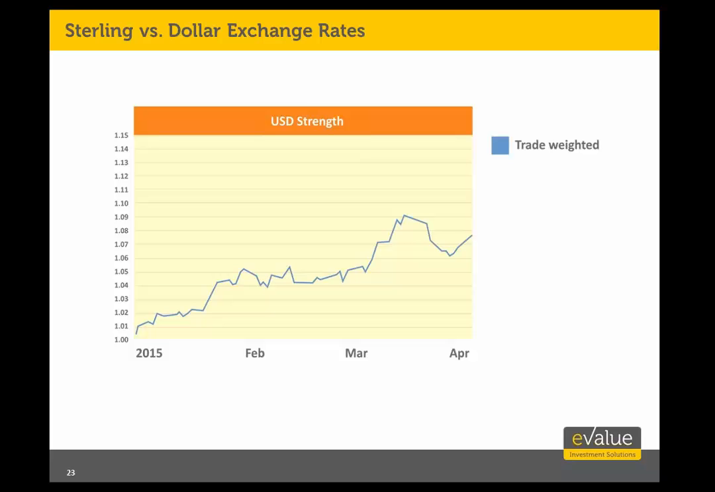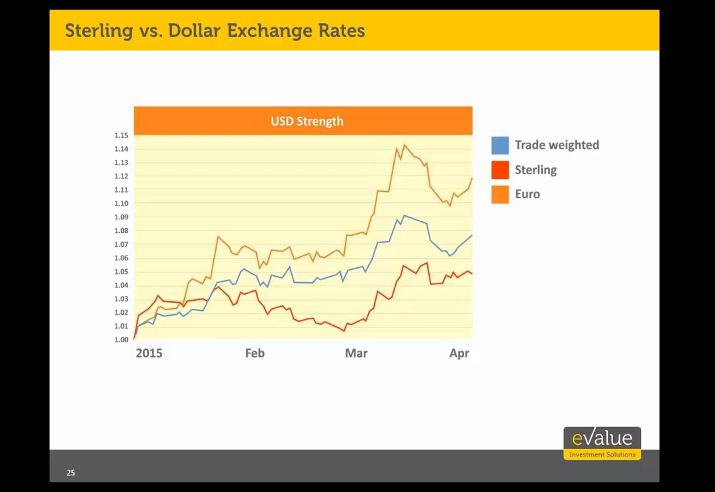Looking at how that breaks down into individual currencies, compared to sterling, $1 would have bought 5% more in pounds, but it would have bought 12% more in euros. So whilst you had a very strong euro currency return on the equities, and indeed you would have had a strong euro bond return.